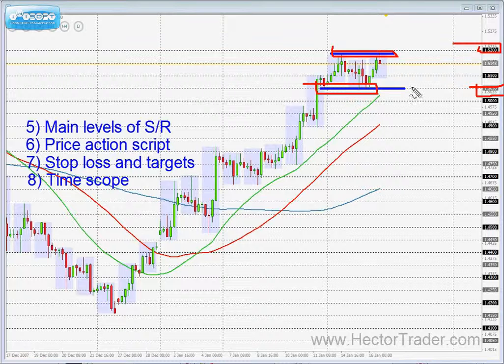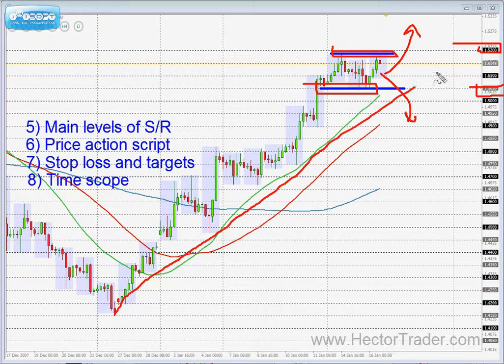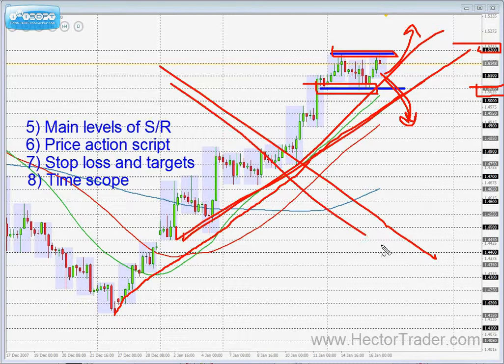Those are the levels I want to keep an eye on, both for a possible breakout in the direction of the main trend in order to search for entries, or if it goes against and breaks my main level of support, both that level and this uptrend, well, this setup is no longer valid, and therefore I will cancel it.